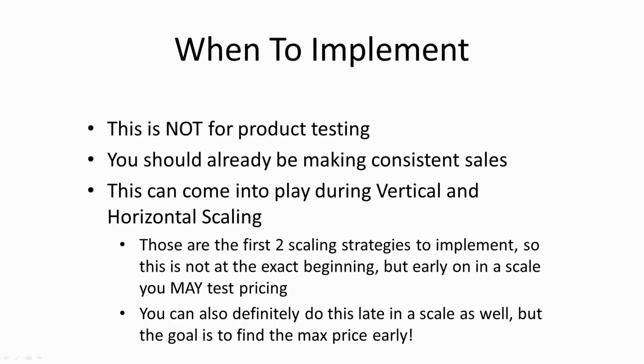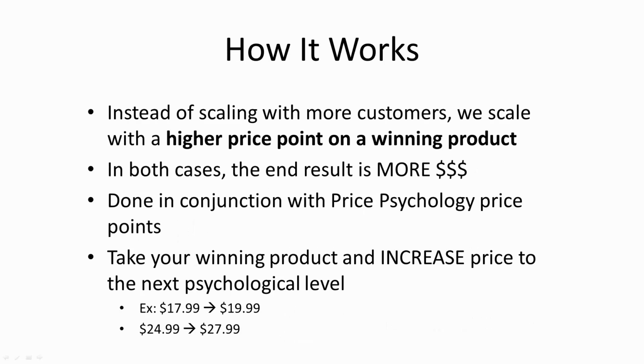Now, you could definitely also do this late in the scale, but the huge upside is that as we're really scaling out horizontally, we're also going to figure out and dial in what that maximum price is. We want to find that early on so we can make as much money as we can from this product throughout the scale, because eventually, like any product or any campaign, the product will slow down and the scale will die. So you want to be able to milk out as much money as you can early on. So you'd implement this relatively early, but again, not until you've already known for sure that you can scale the product and that it's selling consistently.